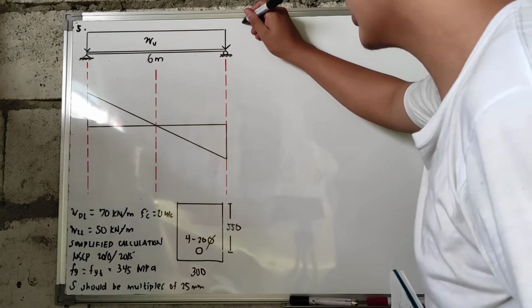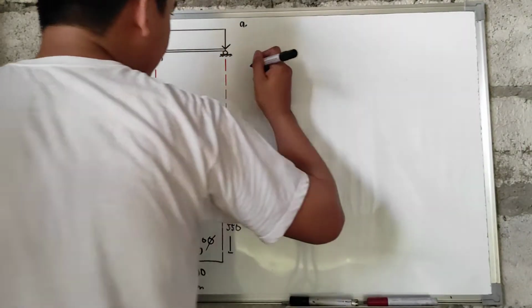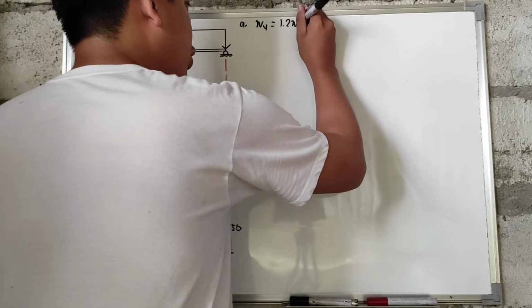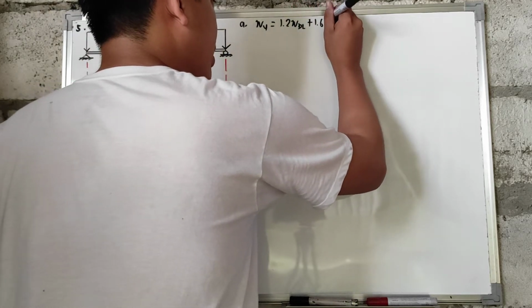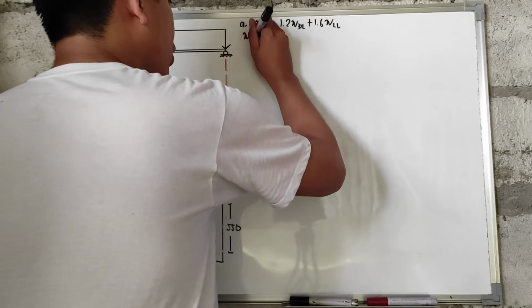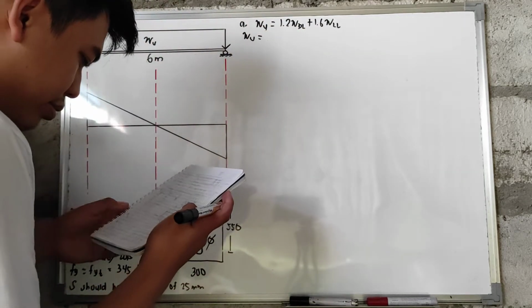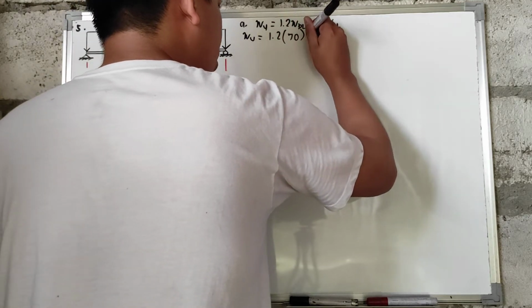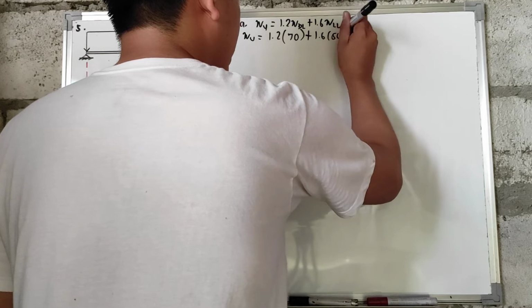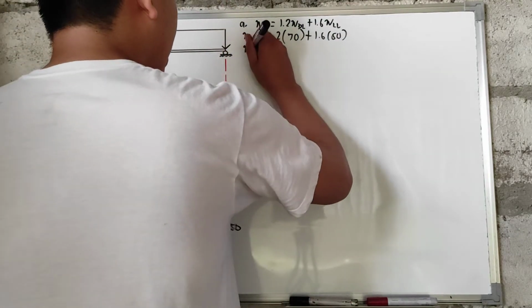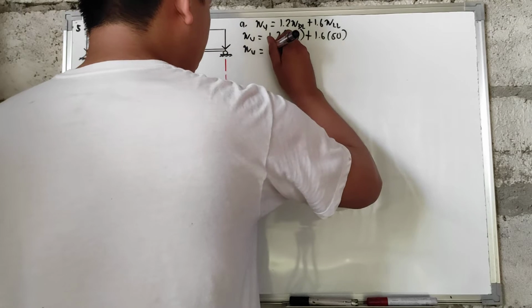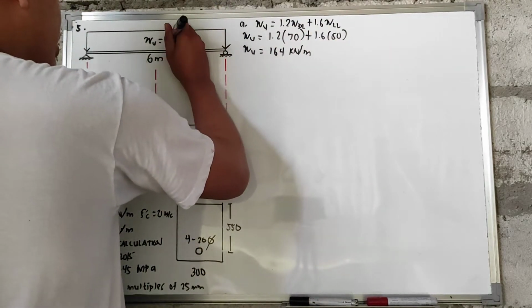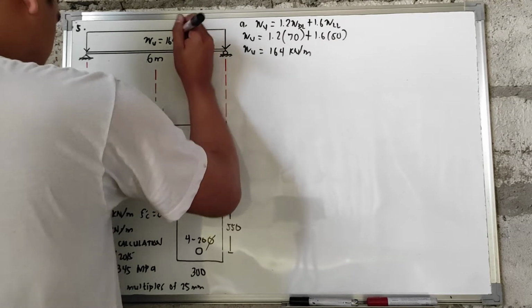Since NSCP 2010 yung gagamitin natin or 2015, in computing for your W, that is 1.2 WDL plus 1.6 WLL. So, Wu is equal to 1.2 multiplied by yung dead load natin na 70 kN per meter plus 1.6 multiplied by 50. So, you have a value of your W which is equal to 164 kN per meter.